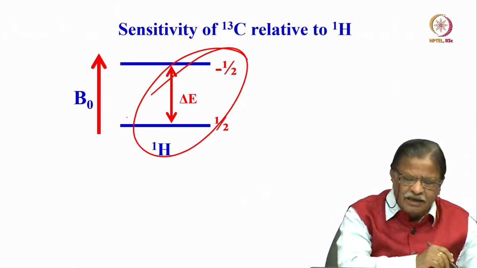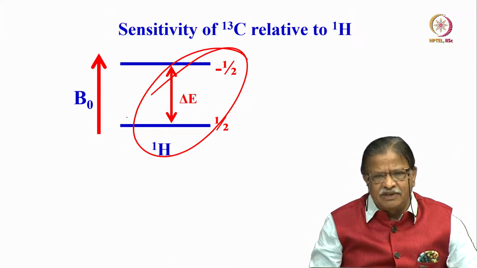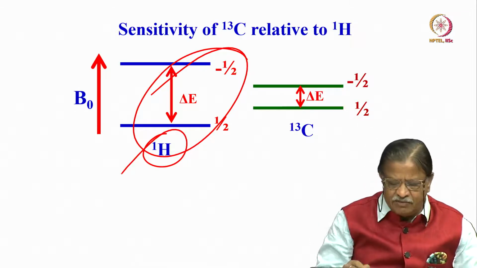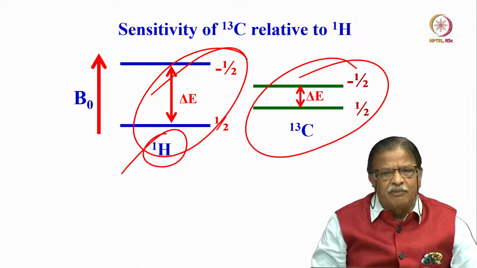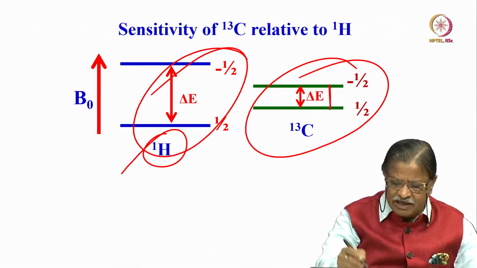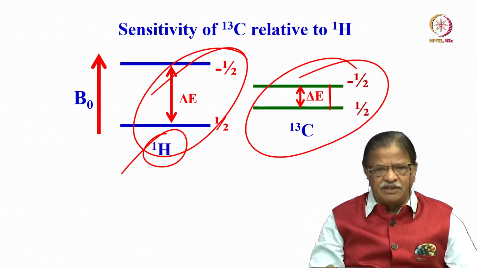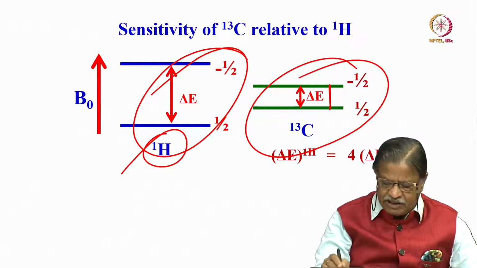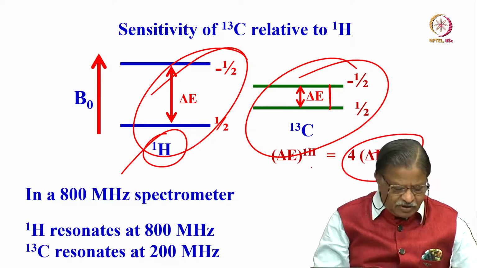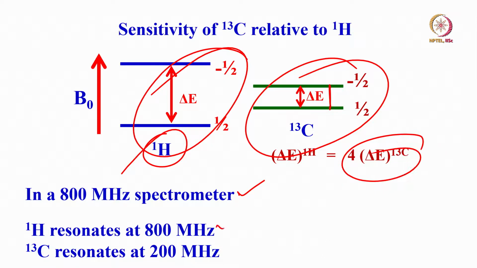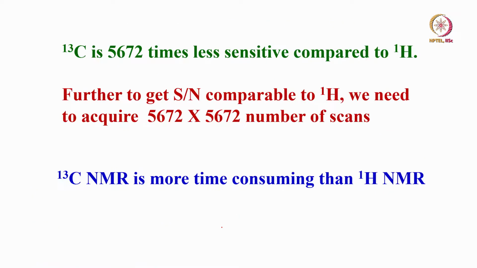As I said, Zeeman interaction, energy separation is larger for proton because its gamma is 4 times more than that of carbon. As a consequence, energy separation is 4 times less here compared to proton. So sensitivity is much less here. In an 800 megahertz spectrometer, I get proton at 800 megahertz, carbon 13 comes at approximately 200 megahertz. In more detail, carbon 13 has sensitivity, in principle, 5670 times smaller.